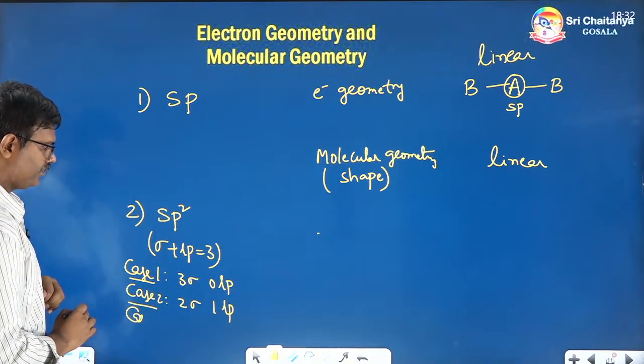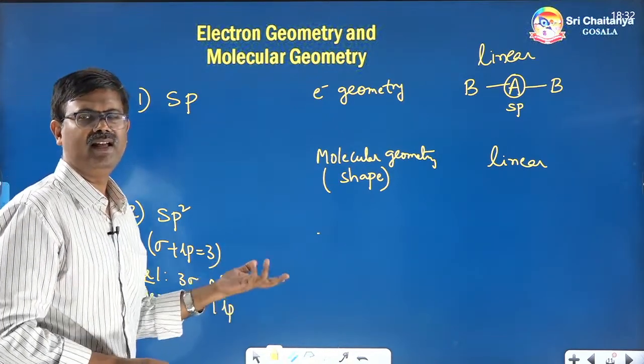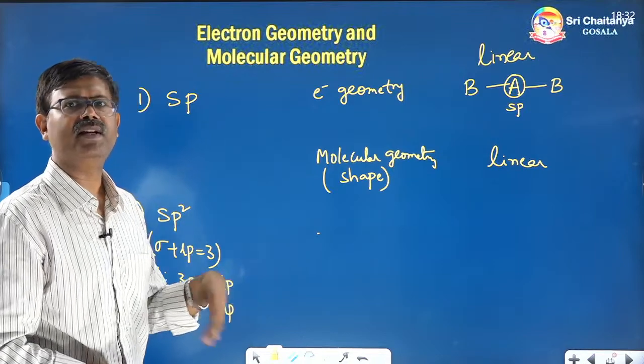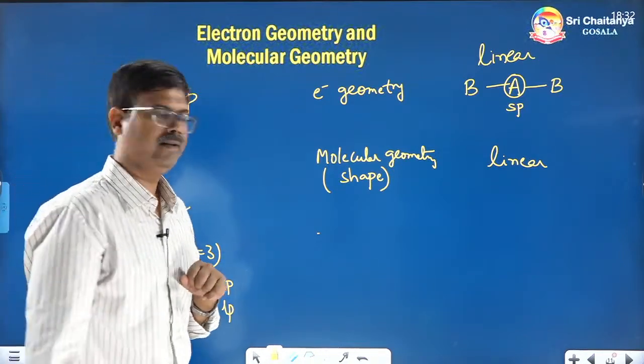Next, case 3: 1 sigma bond, 3 lone pairs is a rare case. I have not come across it in my experience. So let's forget about that. These two cases we will see.